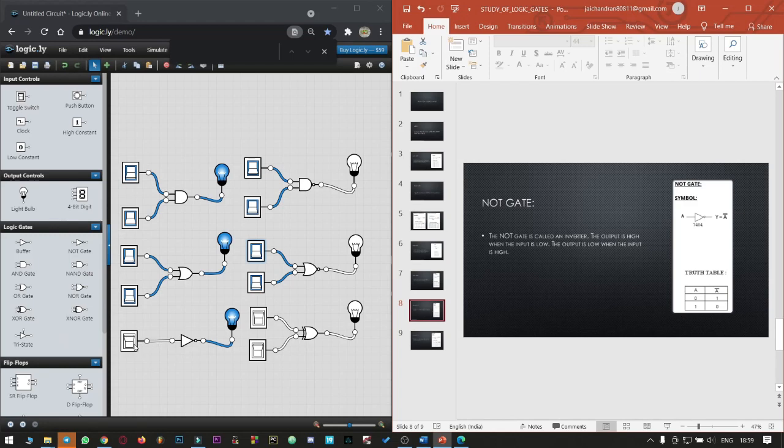So as we could see here, this is the NOT gate. The input is turned off, and we could see the bulb glowing right away. And when I turn on the switch, we could see that the output got disabled. So that's the simulation of the NOT gate.